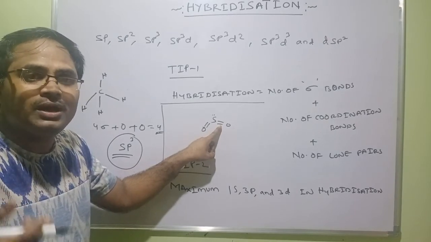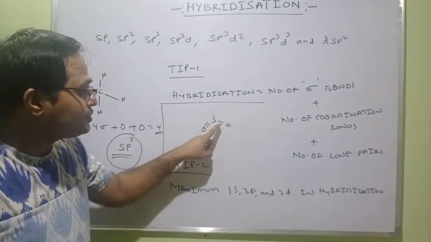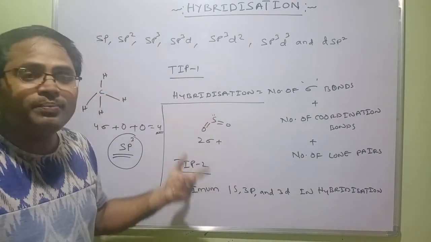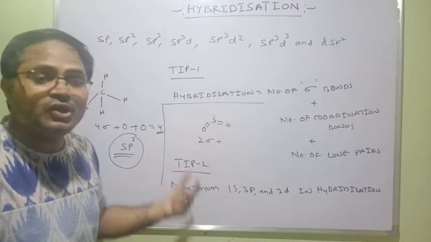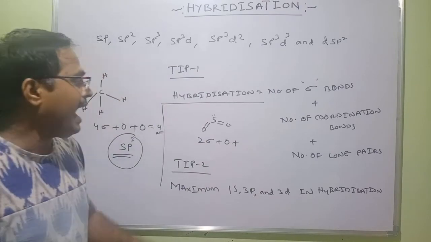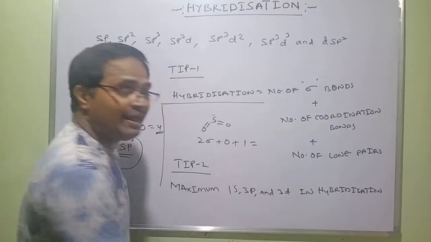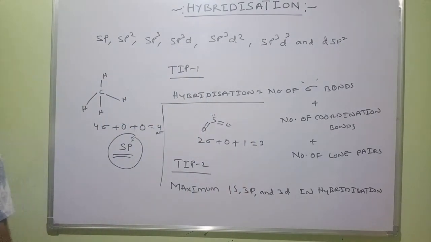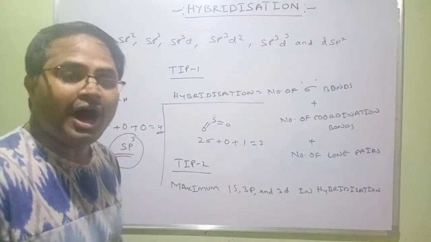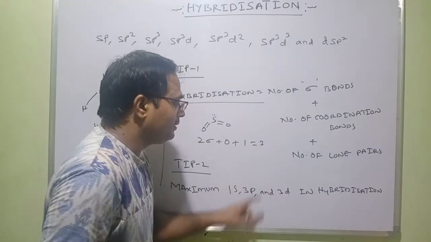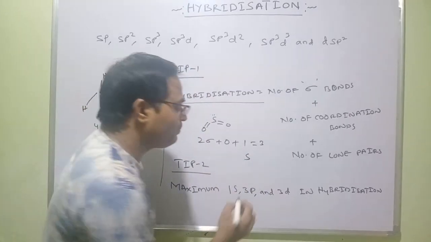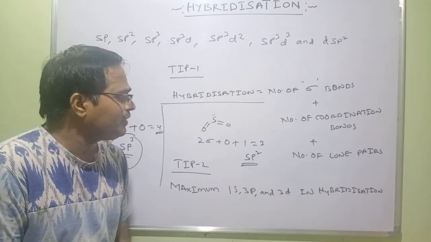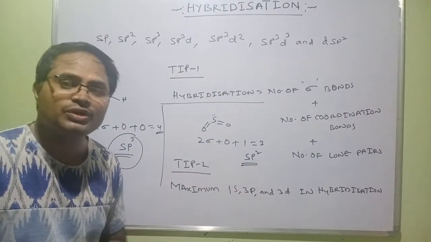You don't have to worry about the number of pi bonds. Just count the number of sigma bonds: 2 sigma bonds. There is no coordination bond; sulfur is not forming any coordination bond, so 0. How many lone pairs are there? 1 lone pair. So 2 plus 0 plus 1: the number is 3. When the number is 3, how many orbitals can be taken? Maximum 1 s orbital can be taken, and the remaining 2 would be p orbitals. So sp2 hybridization.